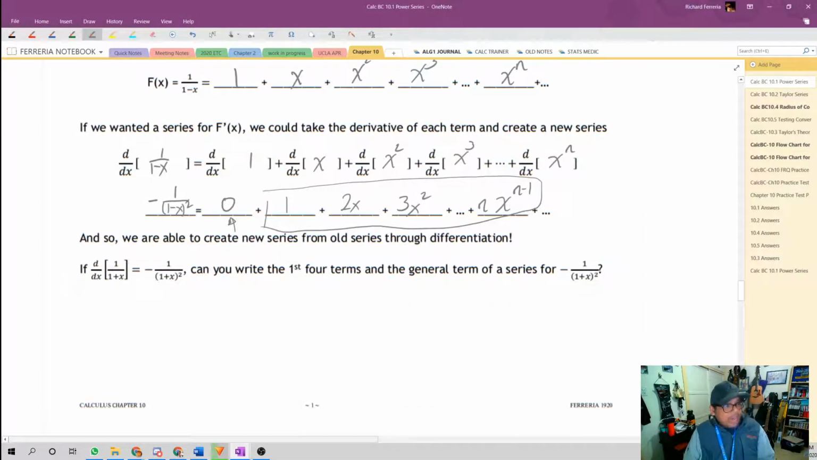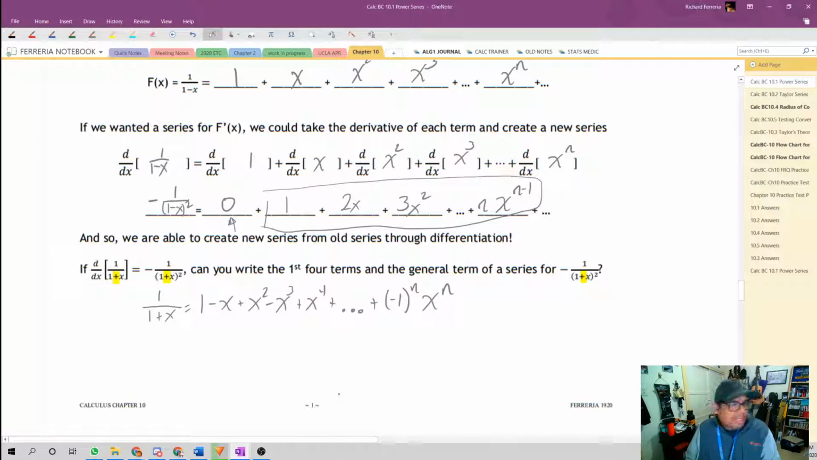Okay, so can we write out the first 4 terms and the general term for the series of -1/(1 plus x) quantity squared? Well, I believe we just did. Oh, no, we didn't. Hello. Read this carefully. This is 1/(1 plus x), and the previous one we did was 1/(1 minus x). So we'll need a series for 1/(1 plus x). Thankfully, we did that series last time we met.